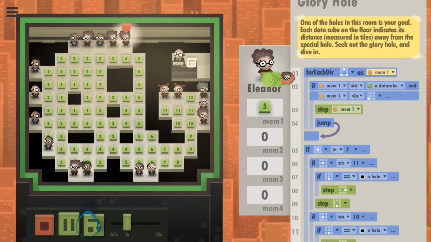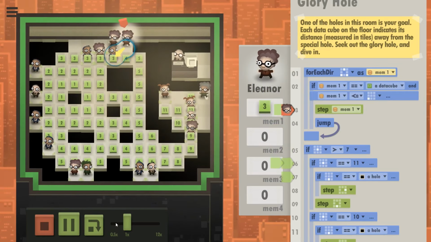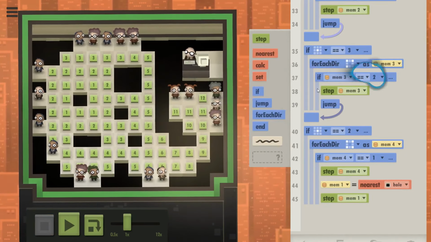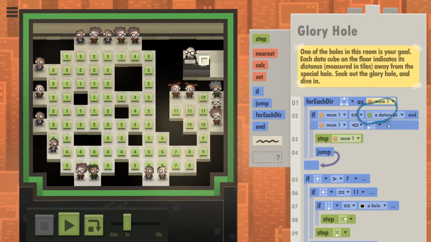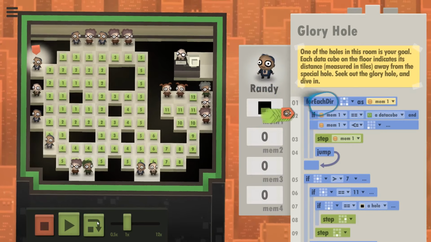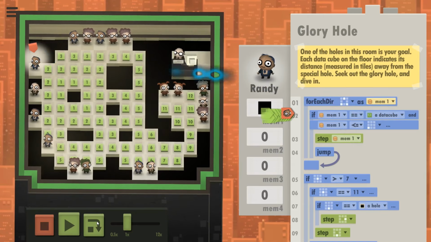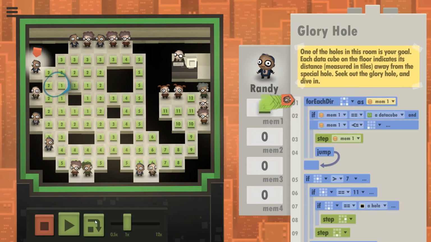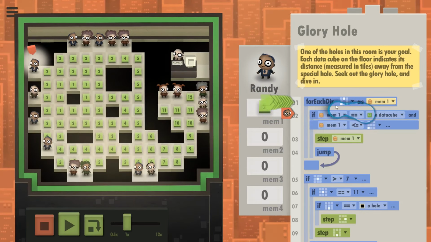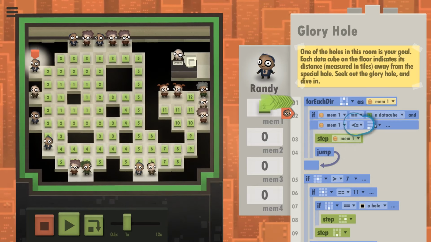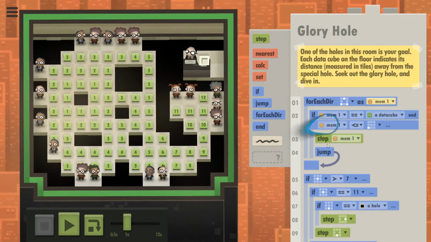Oh god, what horribleness is this going to break? It breaks these guys, that's the funny part. Okay, so why? Memory 1 does not equal data cube. Okay, so if memory 1 is a data cube, and... Okay, I can't do it this way.